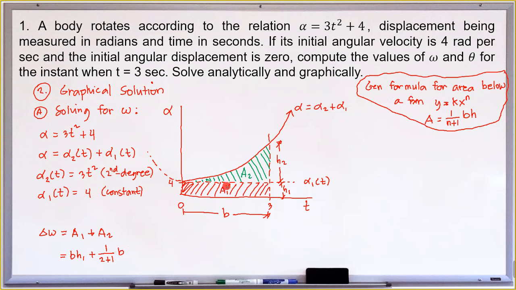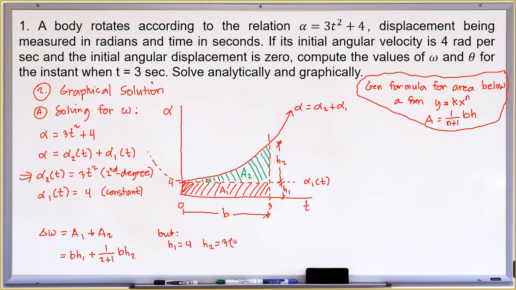Then they have the same base as area 1, but the height is h2. Now for h1, h1 is just equal to 4. Now for h2, how can we evaluate h2? So h2 is the value of alpha at t equals 3. Okay, so to solve for h2, just evaluate this second function, alpha 2, at t equals 3.